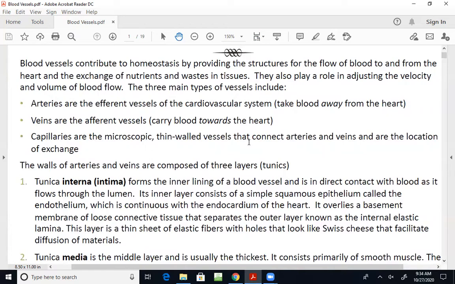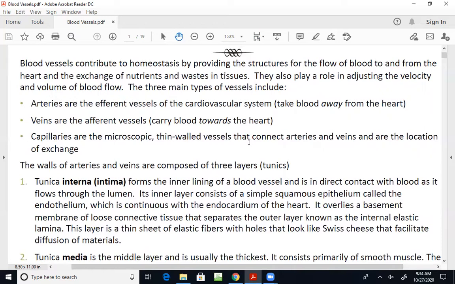Blood vessels also play a role in adjusting the velocity, which refers to the speed of blood flow, as well as the volume of blood flow, which, if you think back to when we talked about blood here in our first lecture of this unit, we learned that about half of your blood is water. So by controlling the amount of water that we have in our blood, we control the volume. Volume just refers to the amount of blood that we have. So that's what velocity and volume refer to.